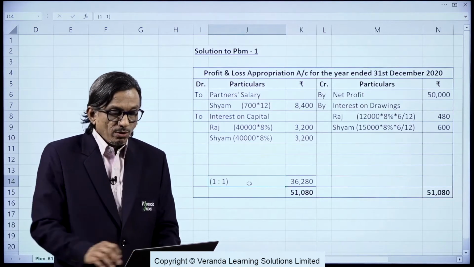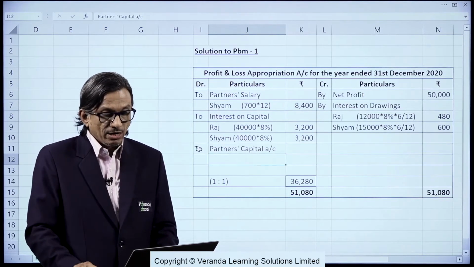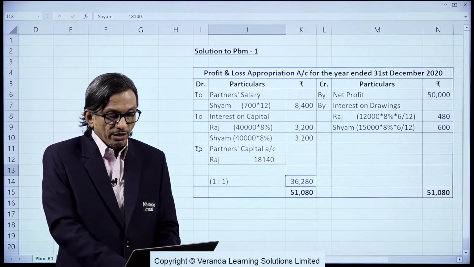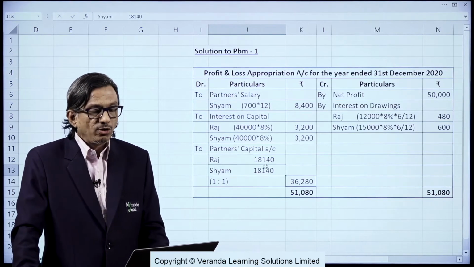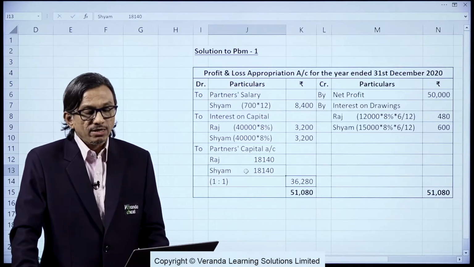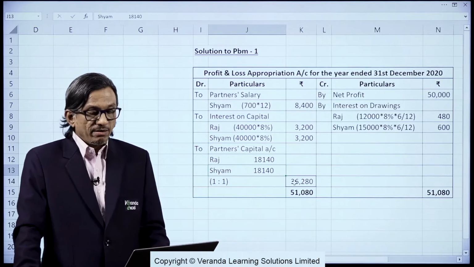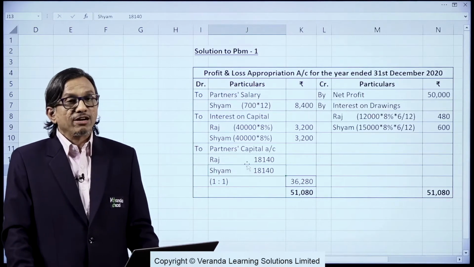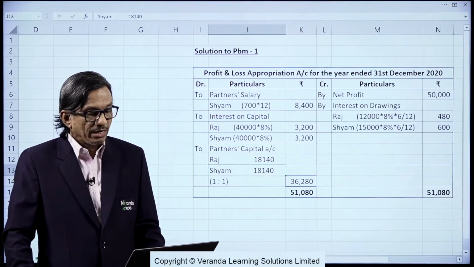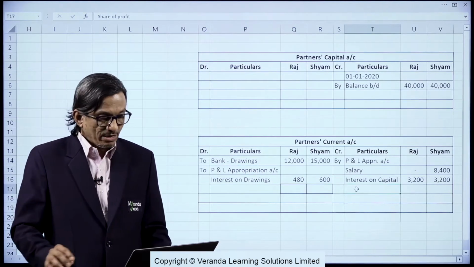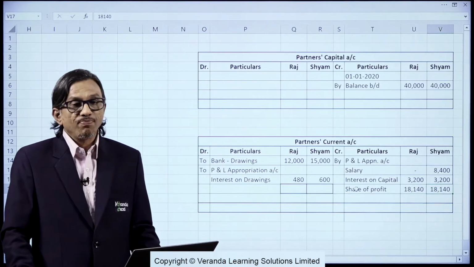So how much will go to Raj? To partners' capital or current account, Raj will get 18,140, Shyam will get 18,140. Total profit is 36,280. Half of that will go to Raj, half of that will go to Shyam. So with this, we have closed the P&L appropriation account. We have determined the profit made by the firm during the year. In that, the share of profit due to the partners has been determined, which should be transferred to the capital or the current account of the partners. So go to the current account, there you put share of profit for Raj 18,140, Shyam 18,140.